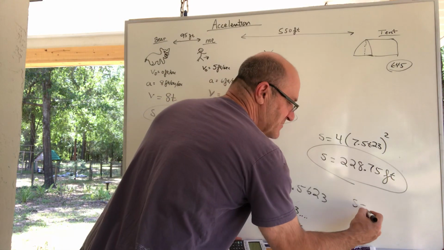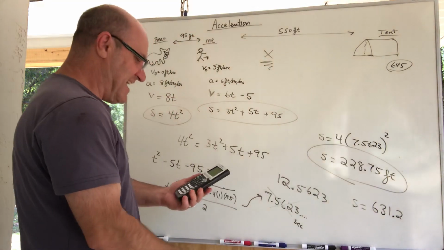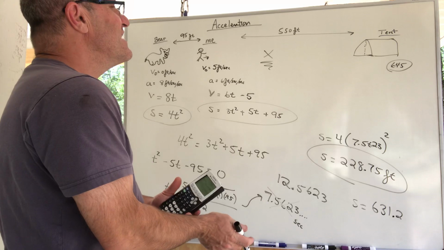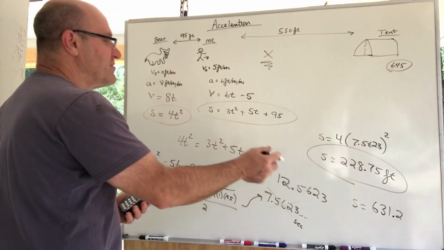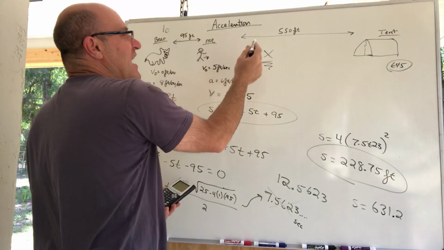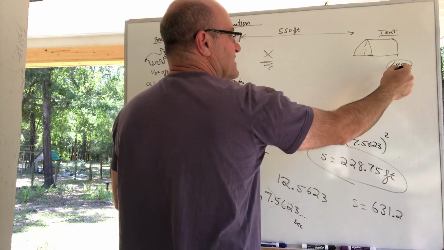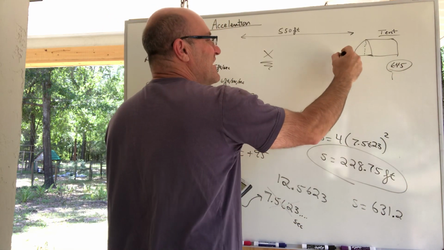631.2. So now his position is 631.2. Does he catch me? Oh yeah, he does catch me. That's his position, that's my position, measured from 0. Measured from 0, that's 95 plus a 550. This is at 645. So he catches me at 631, right about there.